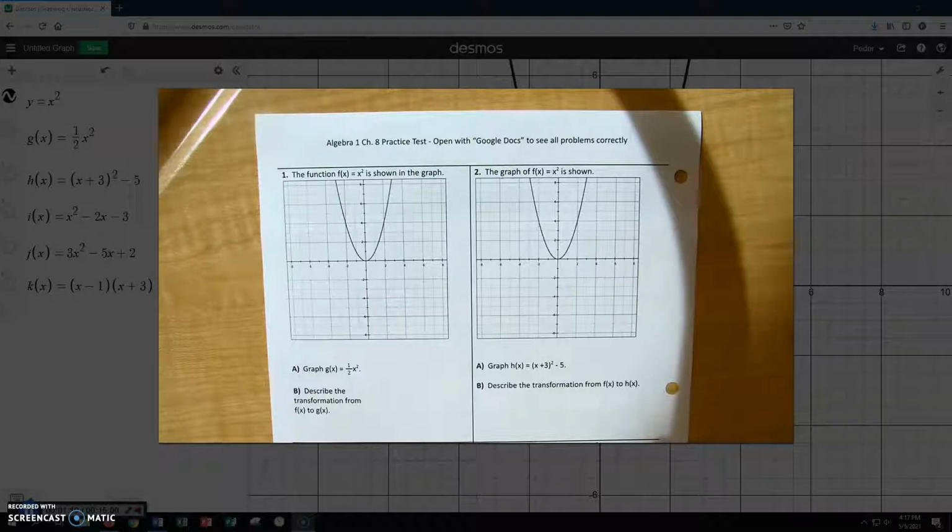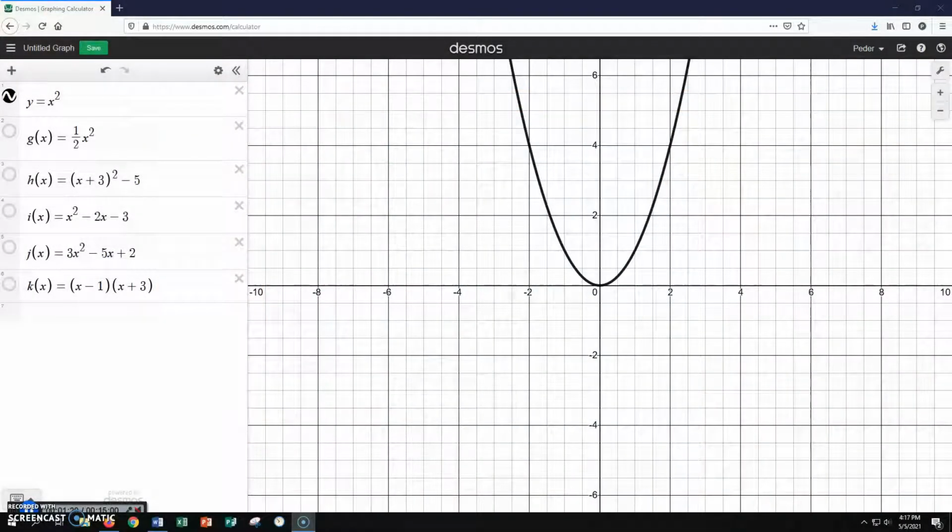This number one, it says to graph g of x equals 1/2 x squared. So I'm going to go ahead and switch to Desmos. And from Desmos, I have all of the problems in here that I know I'm going to use. So right now you can see the parent function right there on the graph. And if I activate the second one there, that's g of x is equal to 1/2 x squared. You can see it in blue.